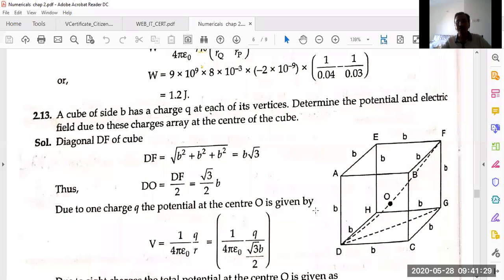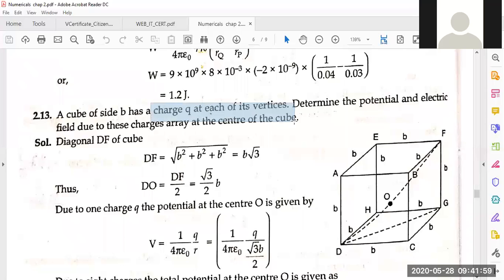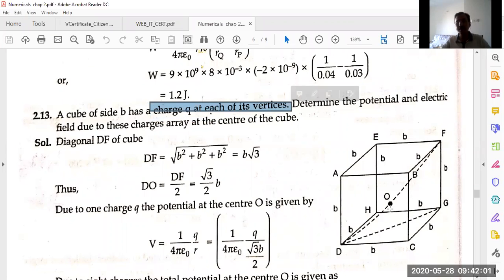What is the question? At which alphabets is charge kept? At A, B, C, D, E, F, G, H. These are the vertices of a cube. What is kept at each vertex? Charge Q, charge Q at each vertex. Total, how many charges are there? 4 in front and 4 at the back.